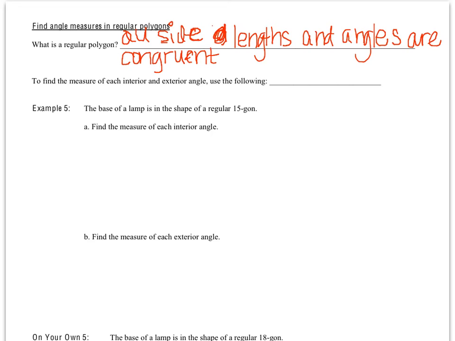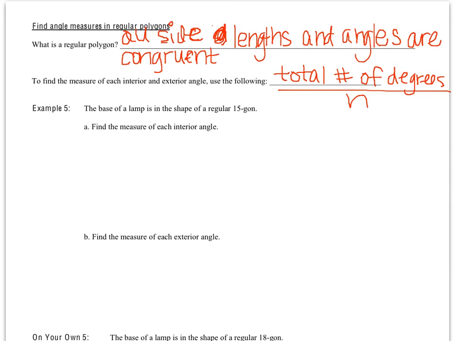So to find the measure of each interior and exterior angle, use the following. We're going to use our total number of degrees divided by n, where n is the number of sides. Okay, so if it's regular, all the lengths of the sides are the same, all the angles are the same. So to find interior or exterior, we're going to divide the total number of degrees by the number of sides.